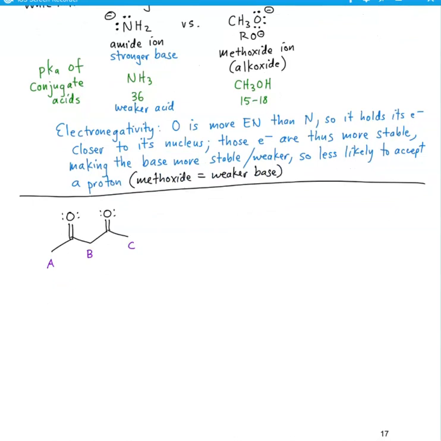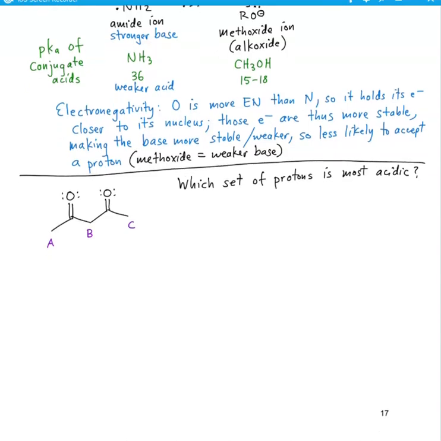to sets of protons. So on the carbon that I've labeled A, there's 3 protons. The same is true for C. The carbon labeled B has 2 protons. So the question that we ask here is, which set of protons is most acidic? Now, just because these protons are in the same molecule, nothing really changes. We're going to do the same thing, which is we're going to look at the structures of the conjugate bases that we would get by removing a proton from each of these sites.